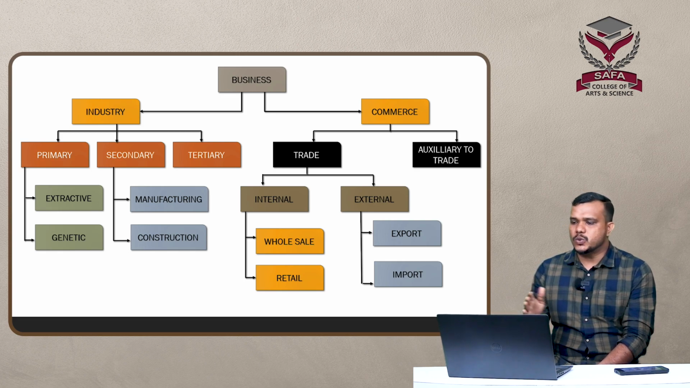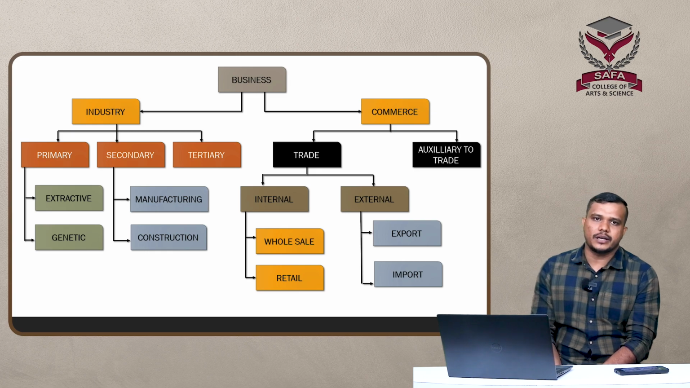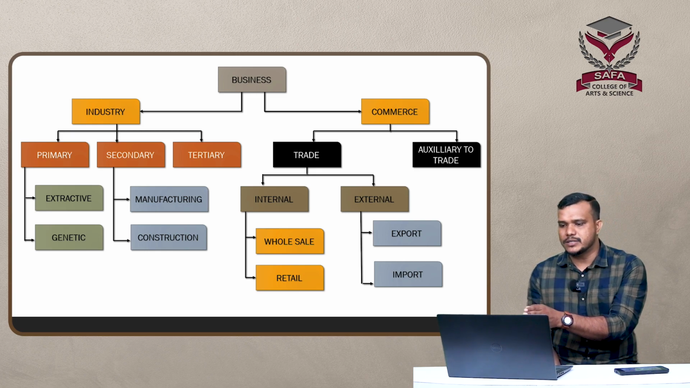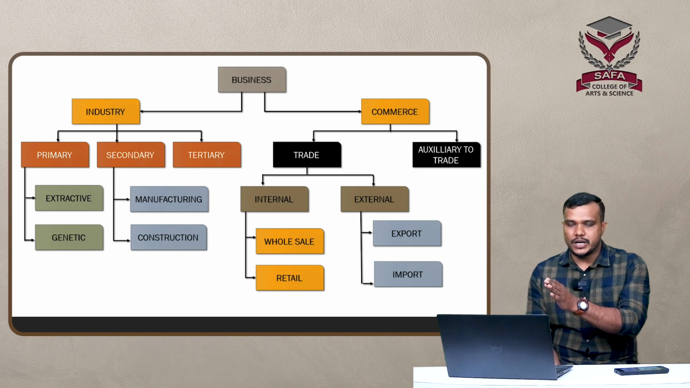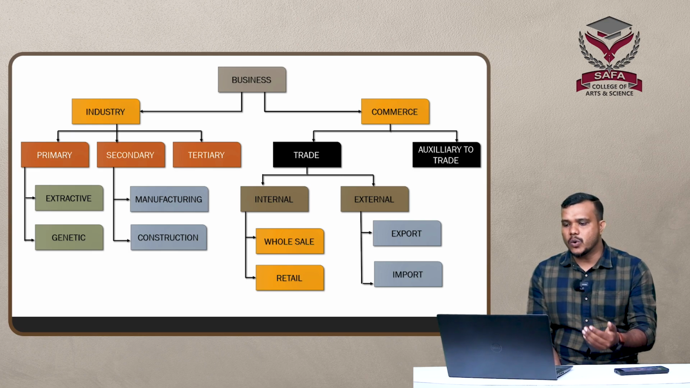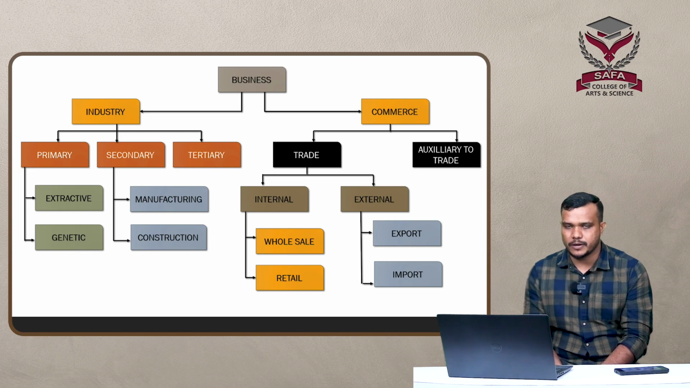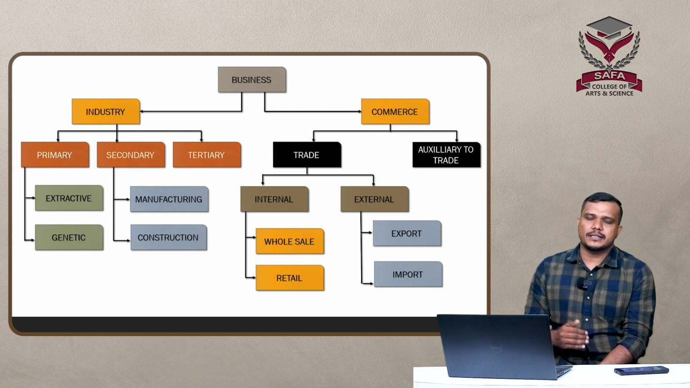Looking at commerce, there are another two classifications, trade and auxiliaries to trade. Trade is further classified into two categories, internal and external. Internal trade is classified into wholesale and retail. External trade is classified into export and import. In this video, we are discussing the details of these classifications.